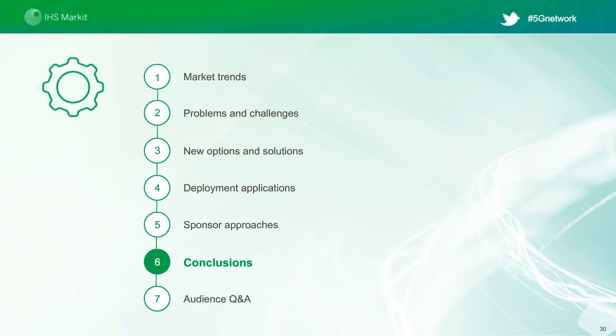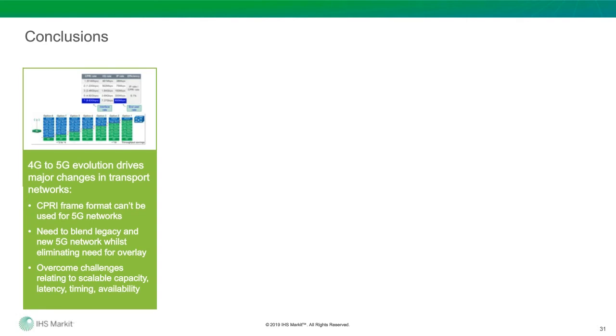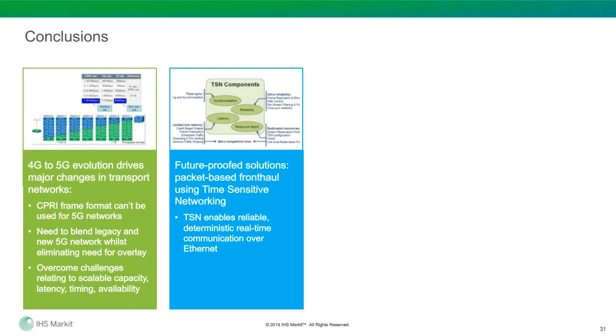So we heard that 4G to 5G evolution and the deployment of new radio for network density is going to drive major changes in transport networks, with some key challenges in terms of blending legacy and new 5G networks, whilst eliminating the need for overlay. That's going to be a challenging environment in terms of criteria such as capacity, latency, timing, availability, etc. The CPRI frame format can't be used for 5G networks, but we've heard about Ethernet as the foundation of a more flexible and future-proof solution, packet-based Fronthaul using time-sensitive networking, which enables reliable and deterministic real-time communication.